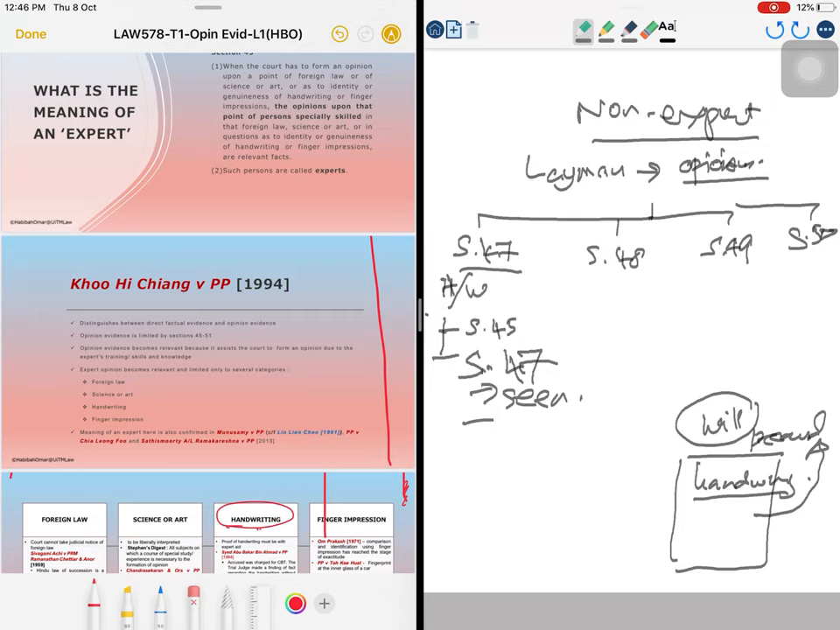Number two, look at the explanation. He has received documents purporting to be written by that person.